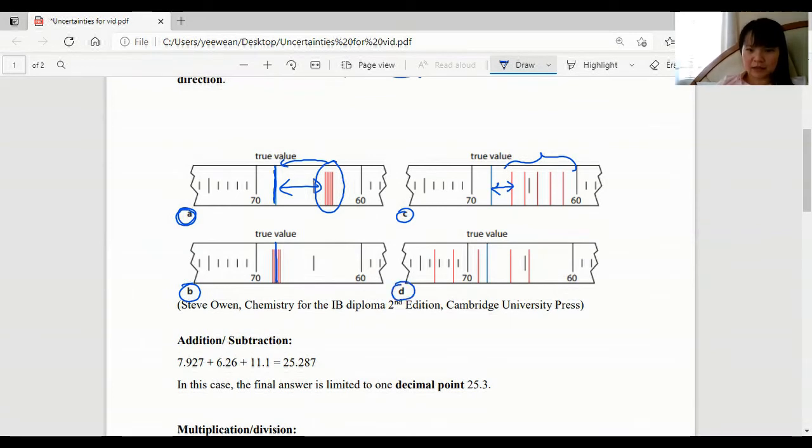And picture D, we can see that if we take the average value for the red lines, we might get this true value. So the accuracy is really not too bad, but it's not precise because when we repeat the experiment, we keep getting different values so far away from each other, meaning we can't reproduce the same results. So this is of higher accuracy, but lower precision.